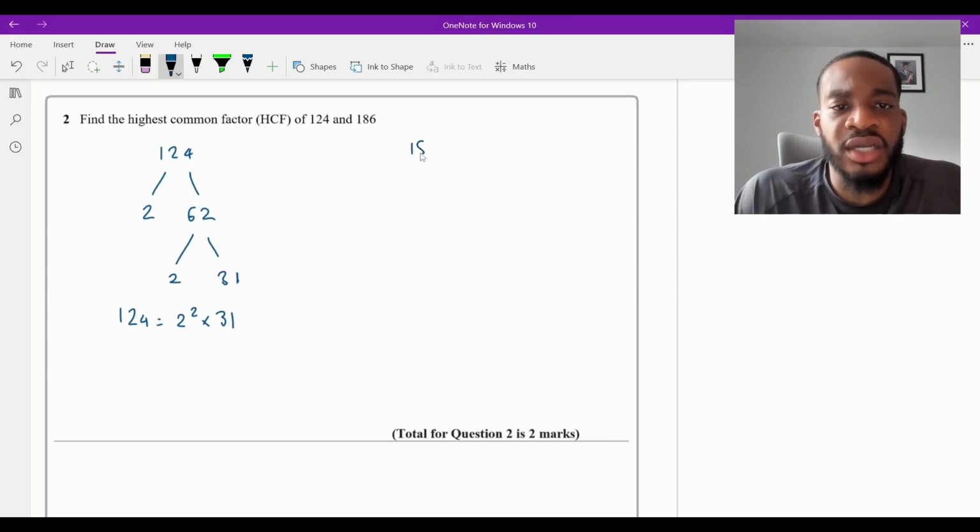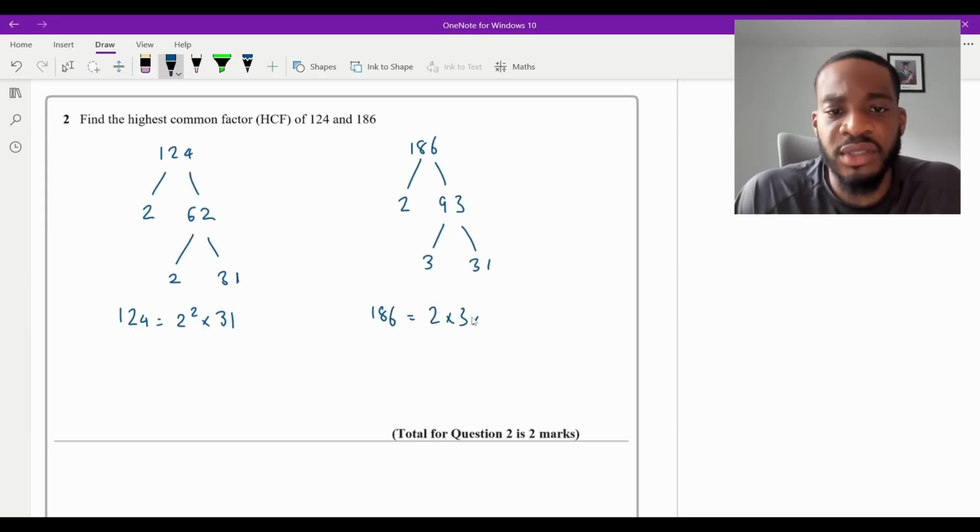And then the next one is 186, right? Again, this is even. That's just going to be 2 and 93. And in this one here, I can see quite clearly there's going to be 3 here and it's going to be 31. So with that case, 186 is equal to 2 times 3 times 31.